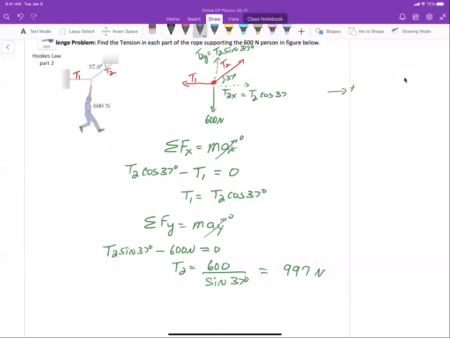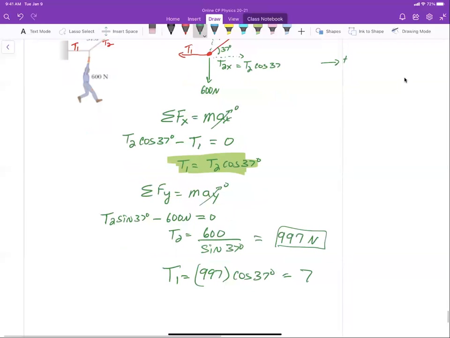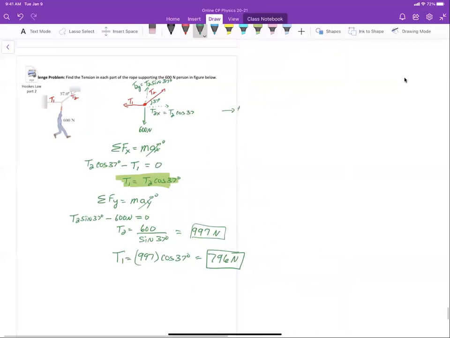Now that I know T2, I can use that information and plug it back into the equation that we got up top, and I can find T1. So I now know that T1 is equal to 997 times cosine of 37 degrees. Okay. So these are a little bit more advanced problems, but something that you should get exposed to. And there you go. There's T1 and T2. We have solved the problem.